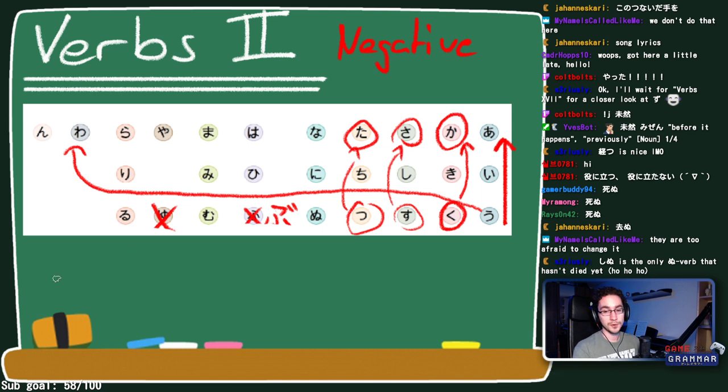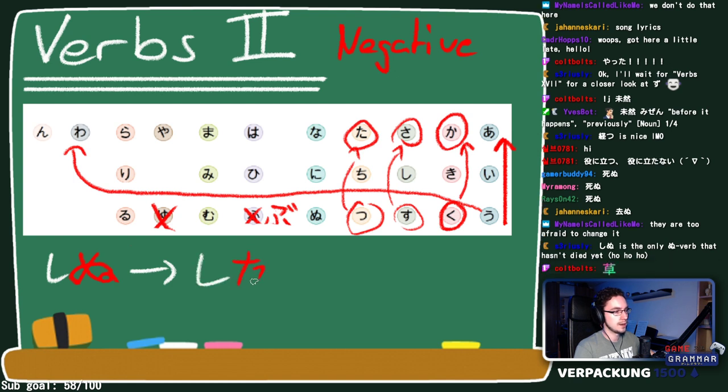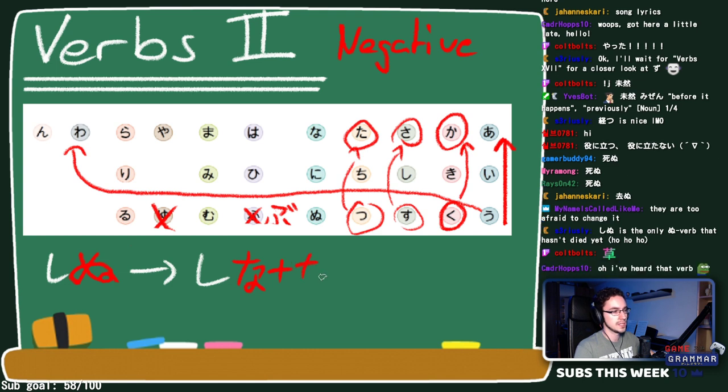Lucky for us though, even though it is a bit of a quirky verb, as far as conjugation is concerned, it is totally standard. So we can turn off our brain once again. Let's just do the same process. Shi, na, plus nai. So, shinanai. Shinanai. Same process. I've heard that verb. Shinu. Yeah, shinu is to die. Shinu. Shinanai de.